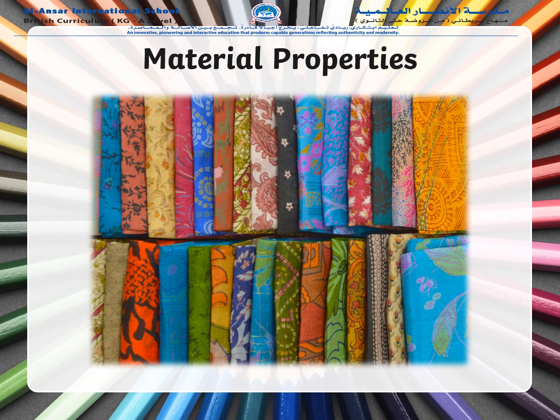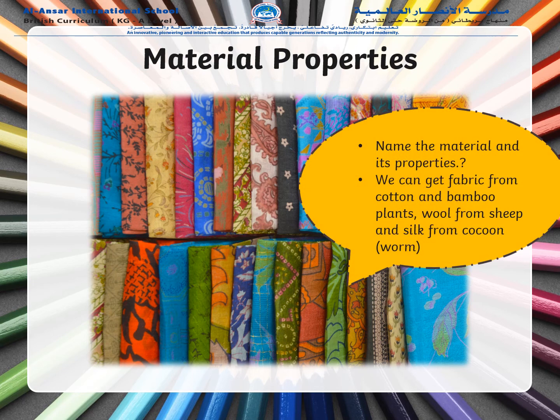Another material here we have is fabric. Let's talk about the properties of fabric. As I told you earlier, we get fabric from lots of natural things. Fabric is soft, flexible, it's bendy. What else do you think are properties of this material? You can list as many as you can.